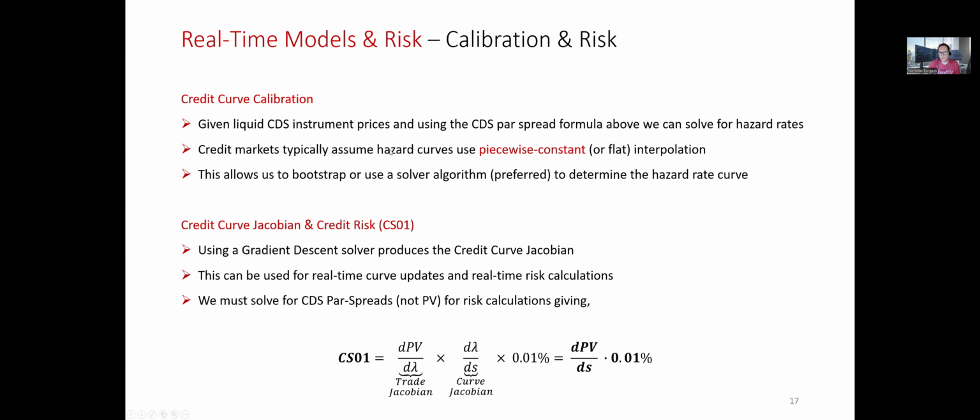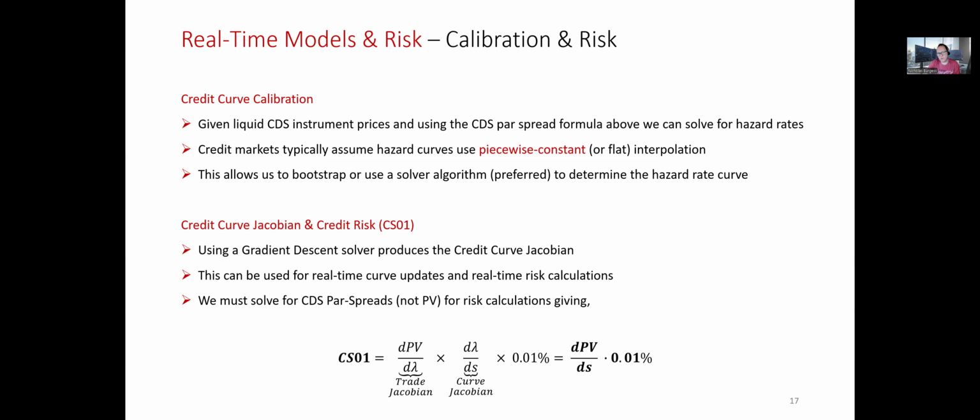Credit markets typically assume hazard curves are piecewise constant or flat. This means we could choose to bootstrap our hazard curves and solve for one lambda hazard rate at a time, or we could use a solver algorithm, which is preferred, to determine the hazard rate curve all in one go. So we'd solve for all lambdas at the same time. We prefer to use the solver algorithm because we get this Jacobian as a byproduct, and that Jacobian is a very powerful piece of information, which allows us to do the fast curve rebuilds and real-time portfolio risk calculation.